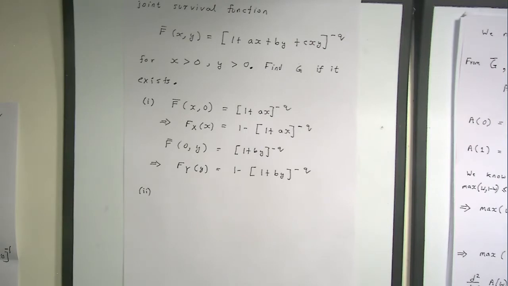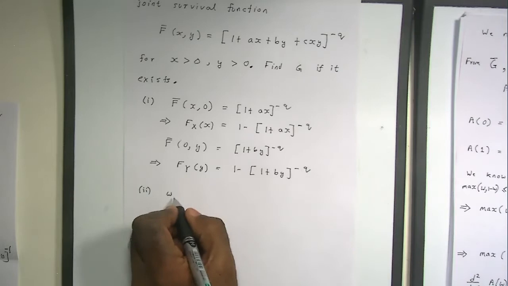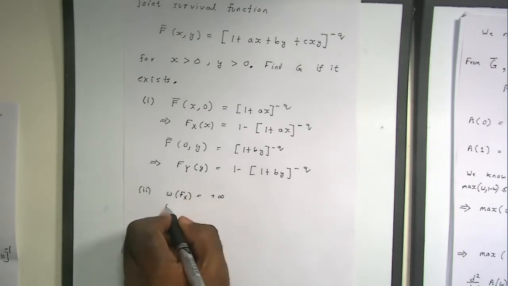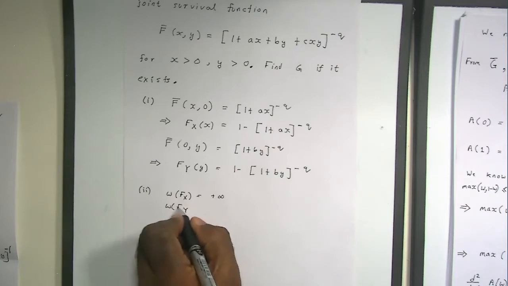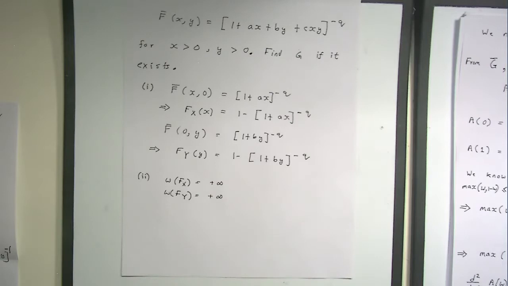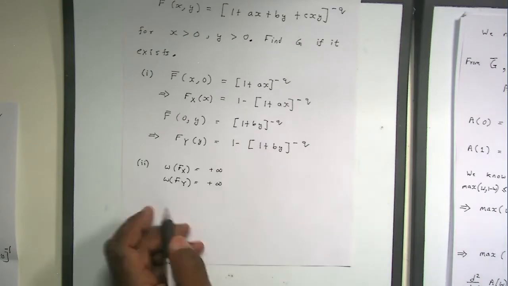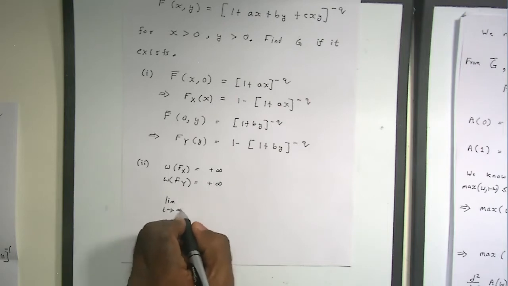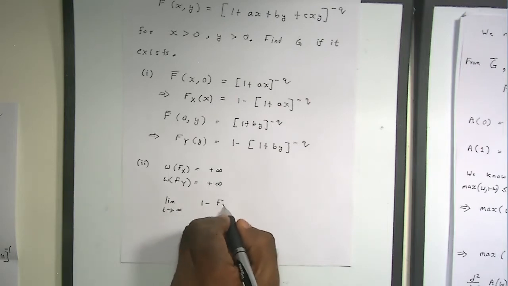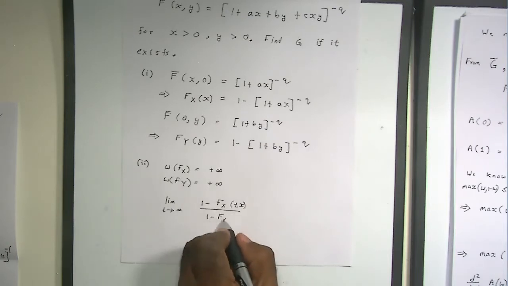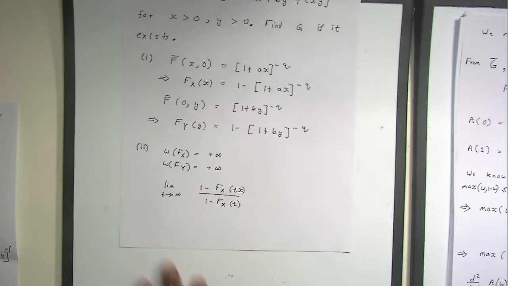Like in this case, I think this is condition 2. Clearly, you can check this plus infinity. You can check that the endpoint of F_Y is also plus infinity. I'm not going to do it. You know how to do it, right? Okay. So I'm going to check condition 2, which is the limit for Fréchet.